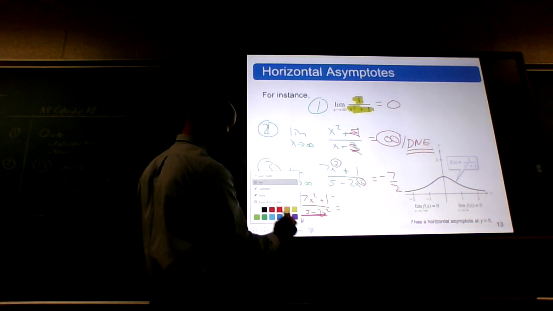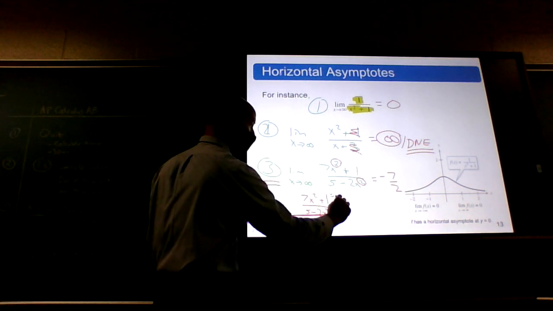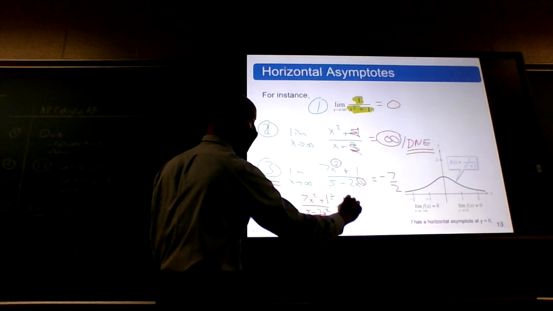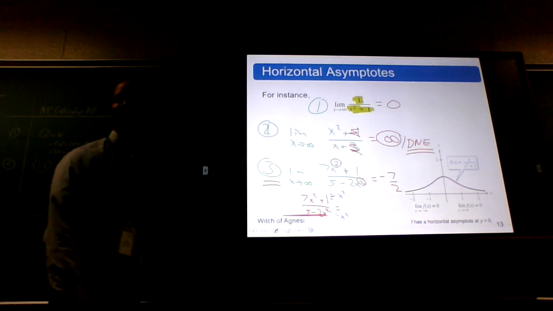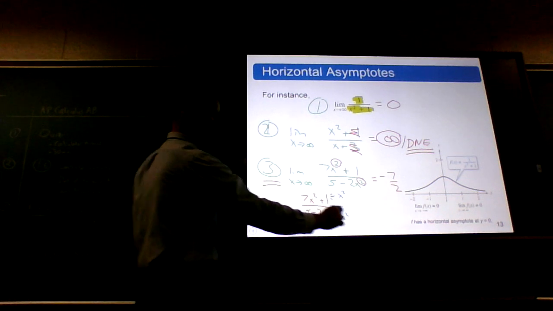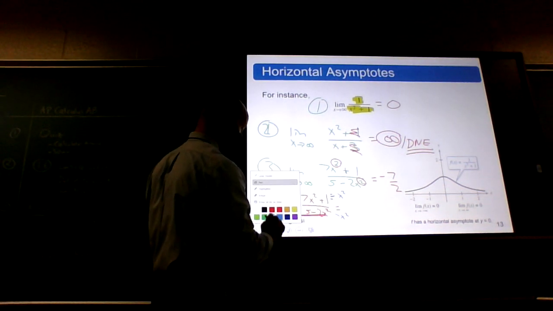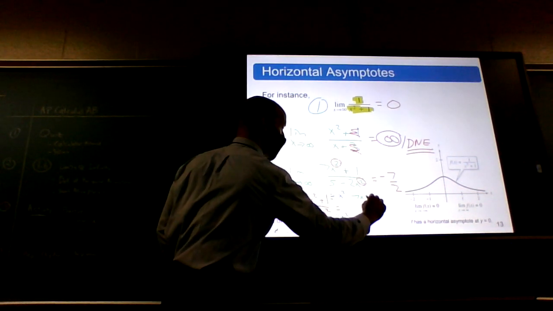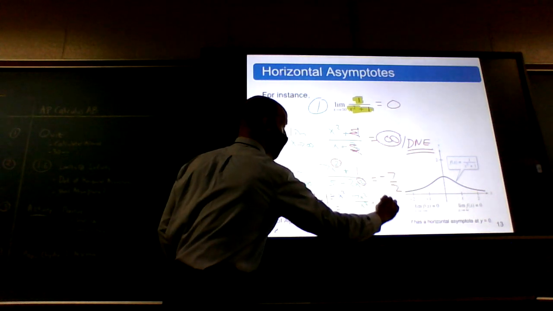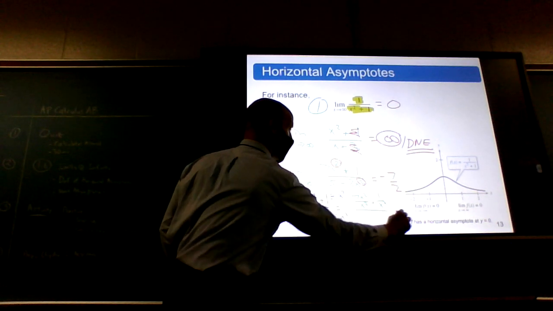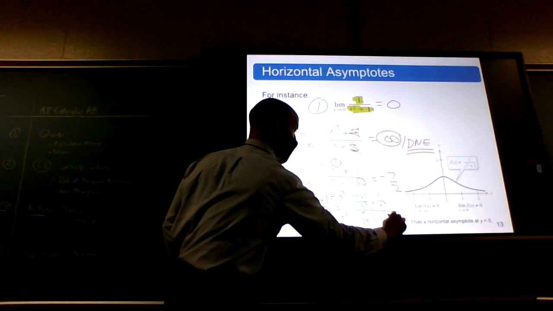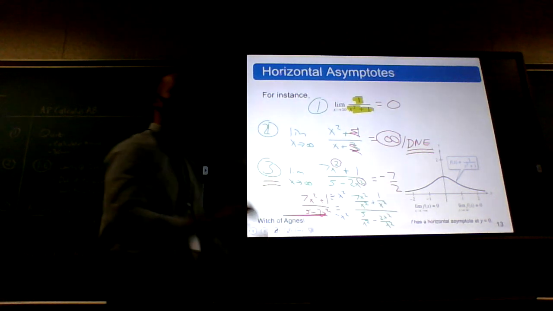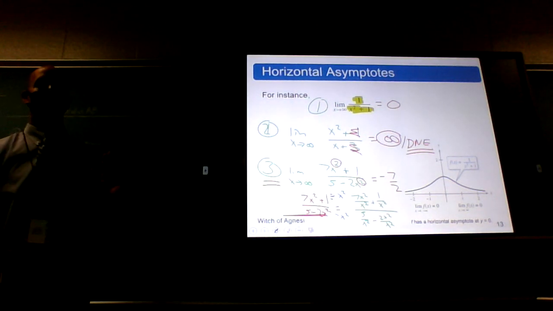Let me write that in a different color here. I could divide through the numerator and the denominator by x squared. Are you with me? So if I take 7x squared and divide that by x squared, plus 1 over x squared divided by x squared, over 5 over x squared minus 2x squared over x squared. All I've done is divide everything in this fraction by x squared.